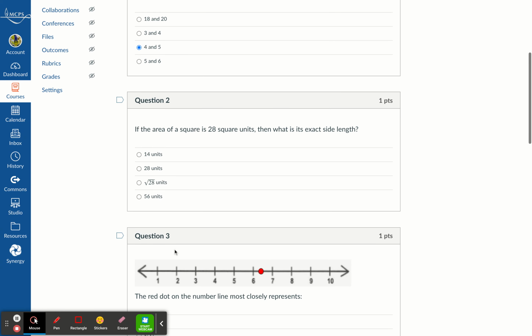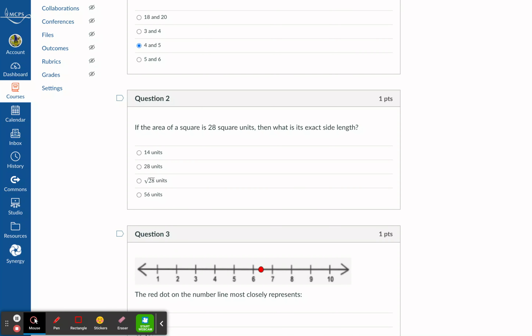For number 2, it says if the area of a square is 28 square units, then what is its exact side length? So remember, an area and a side length, those are opposites. If I square the side length, it gives me the area. And if I take the square root of the area, it gives me the side length. So if I want to write this as an exact side length, I can just say that it's the square root of 28.